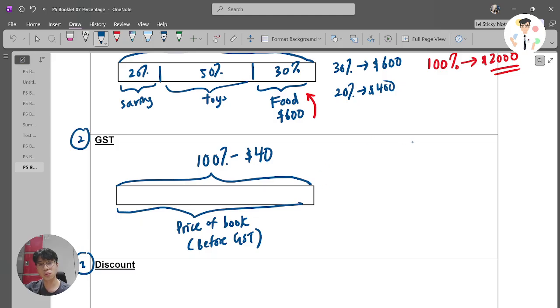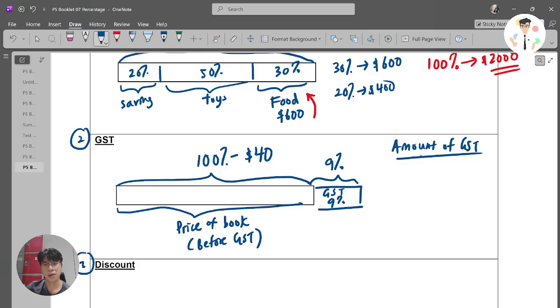But if I were to ask you what is the amount of GST that you need to pay extra, again, GST is always 9% for now. Means that you need to pay extra 9%. But what is the amount of GST? Amount means I want to pay for how much? How many dollars? Then you need to do the same thing. 100% is $40. Then what is 1%? Now again, just now I used 10% as my basic calculation, right? Now I use 1% because this is 9 so it's easier to use 1.